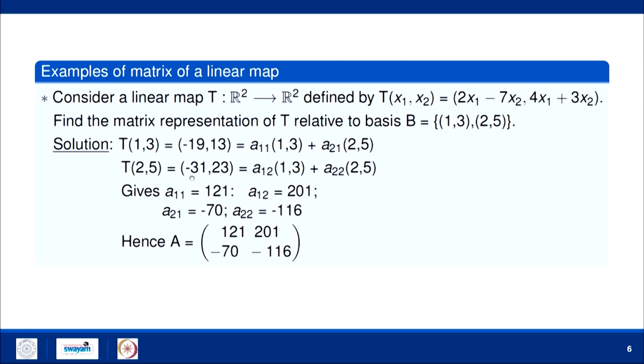Similarly, T of (2, 5) is (minus 31, 23). So, a12 (1, 3) plus a22 (2, 5). By solving these two, I will get a11 as 121, a12 as 201, a21 as minus 70 and a22 as minus 116. Hence, the matrix A is [121, 201; minus 70, minus 116]. So, in that way you can find the matrix representation of a given linear transformation.